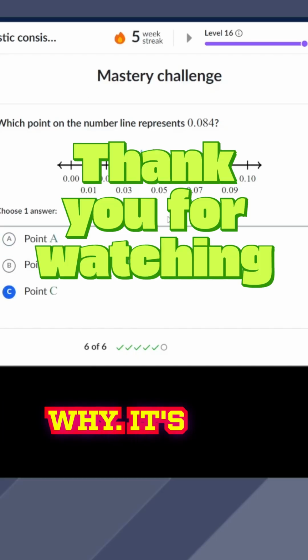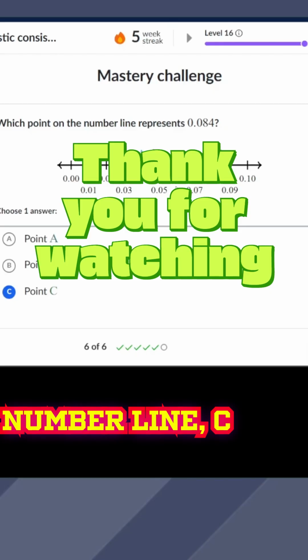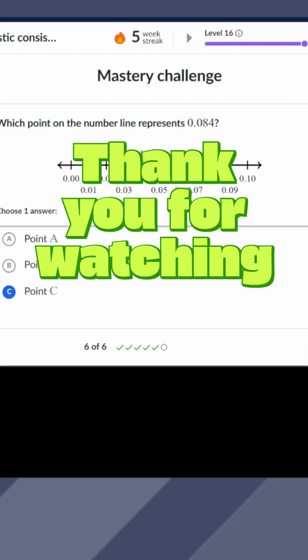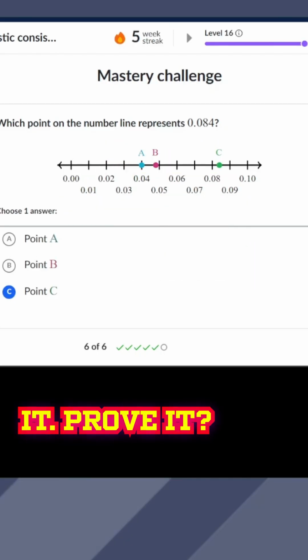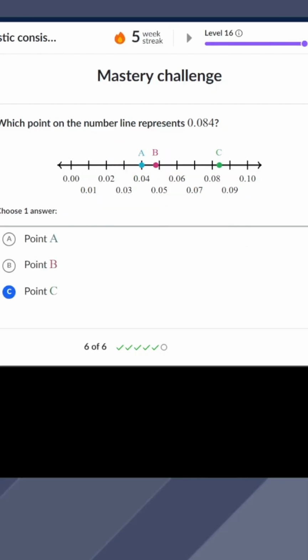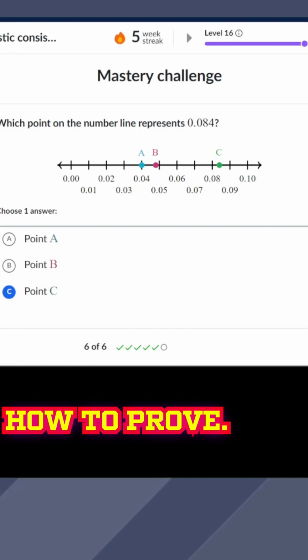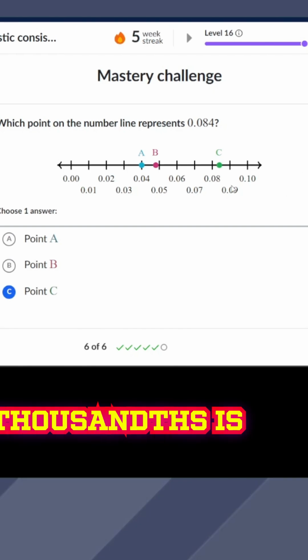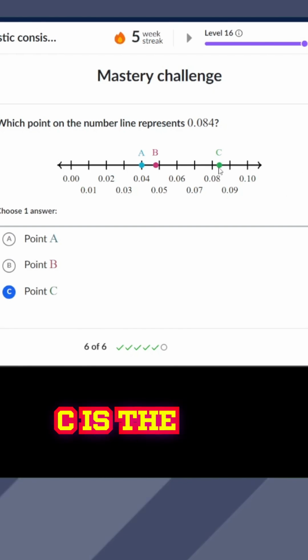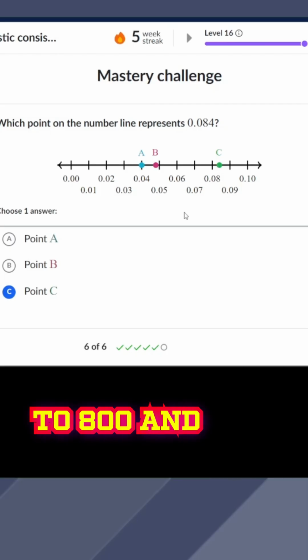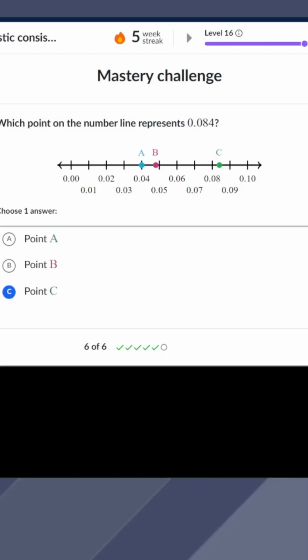And explain why. It's because on the number line, C is on 84 thousandths. Well, prove it. Not sure how to prove. Well, if 84 thousandths is close to 8 hundredths, and C is closest to 8 hundredths, then that means it must be C. Let's see.